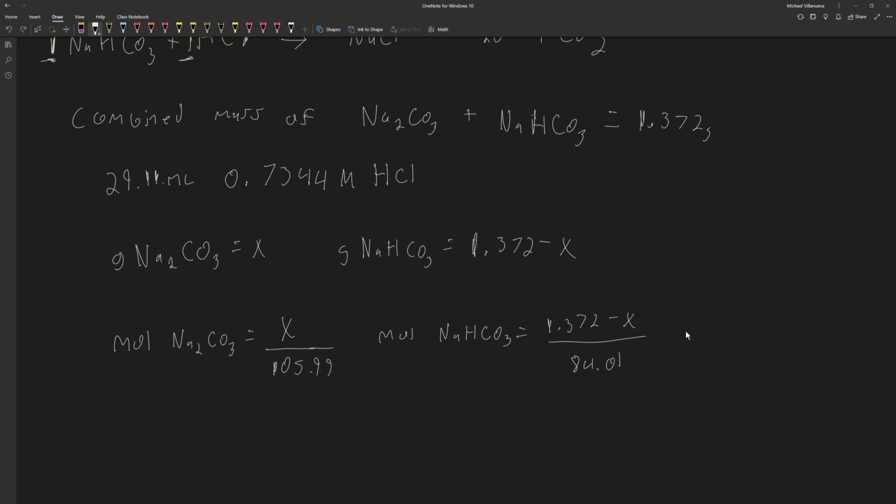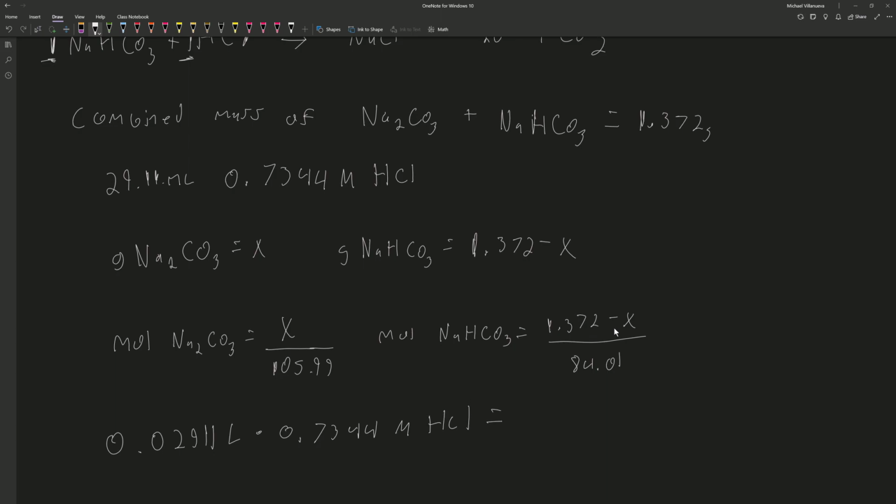So we have the moles of this, and we have the moles of this worked out. Let's move on, and let's actually find out the moles of the HCl that was used in this reaction. So we say that 0.02911 liters of the 0.7344 molar HCl.